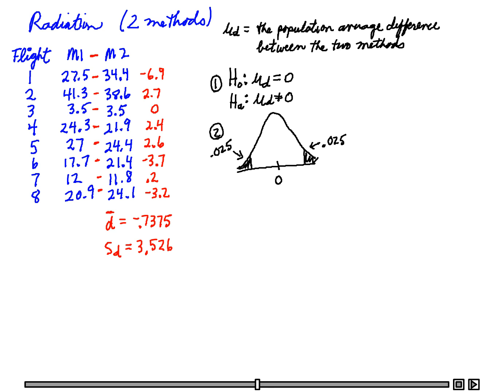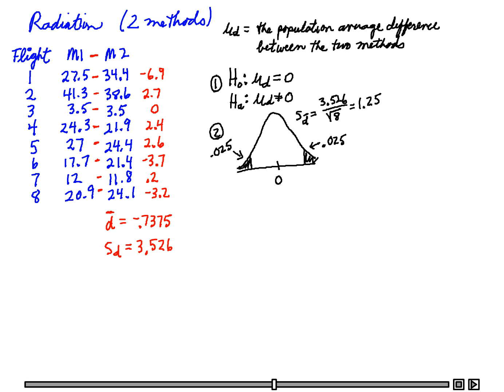Our standard error, which I'll call S sub d bar, is going to be the standard deviation, which is 3.526, divided by the square root of the sample size. There's 8 in the sample. And let's calculate that. Equal to 1.25.